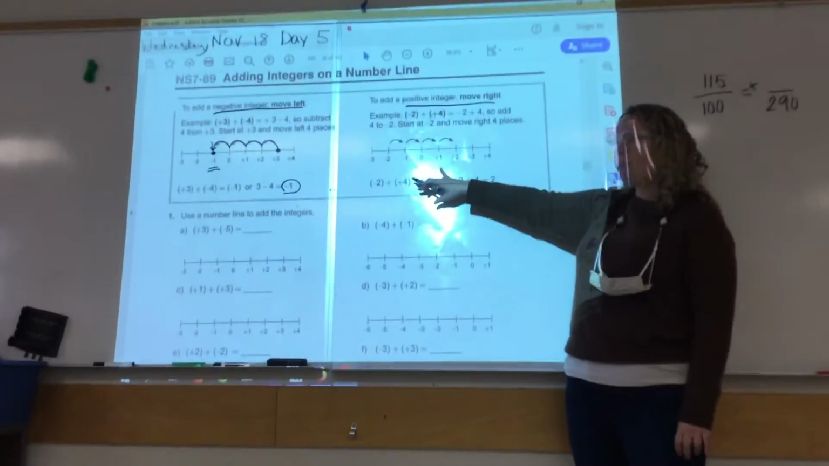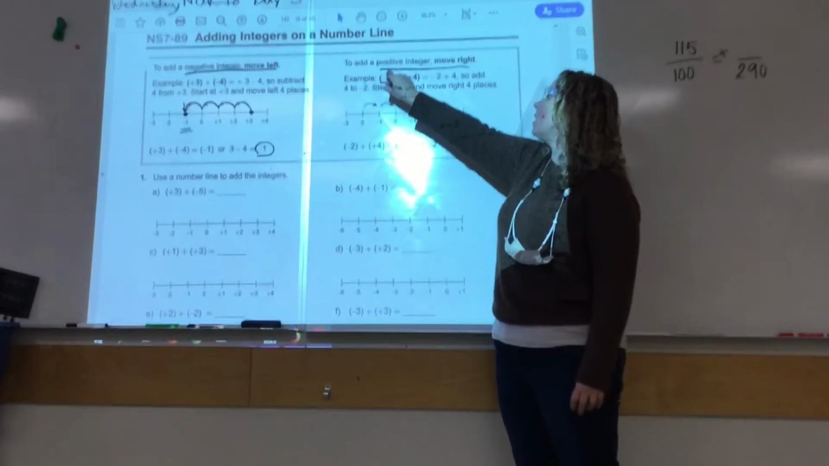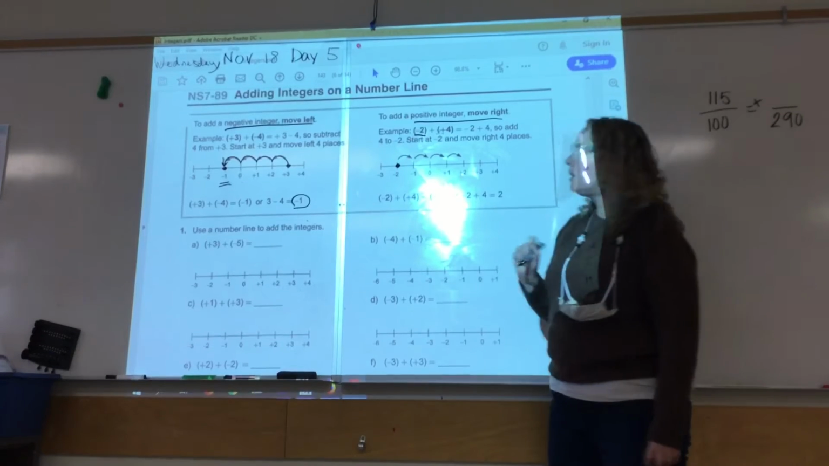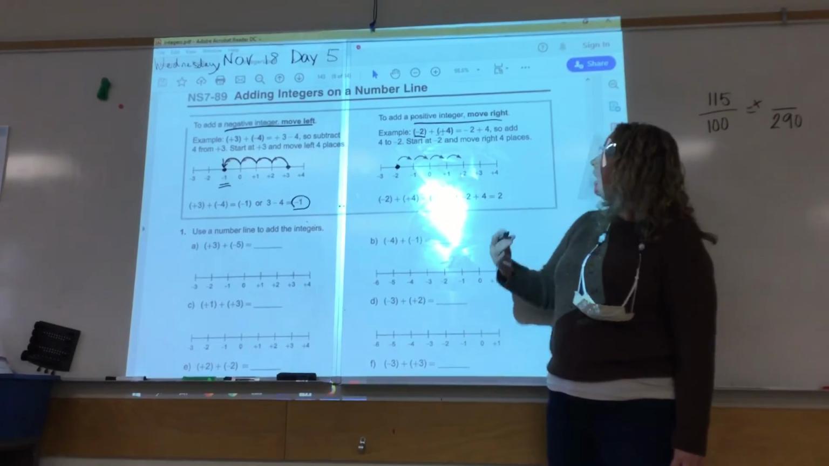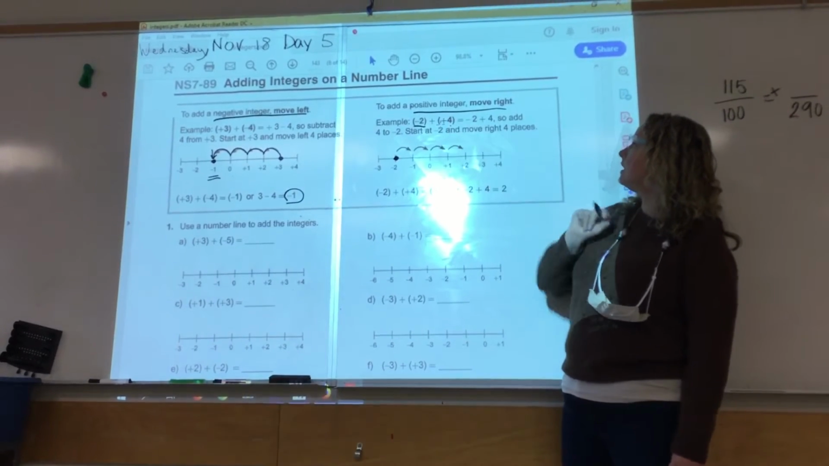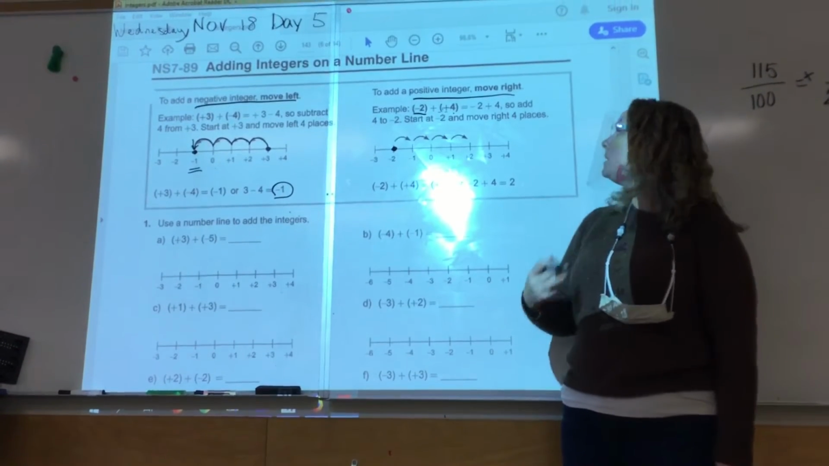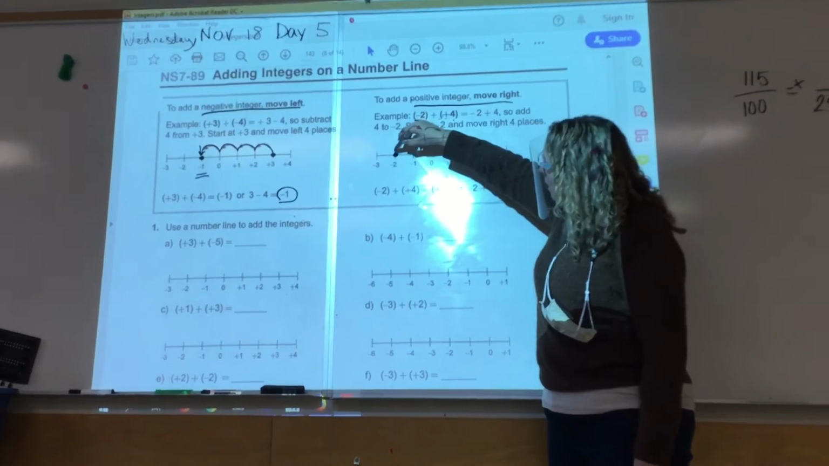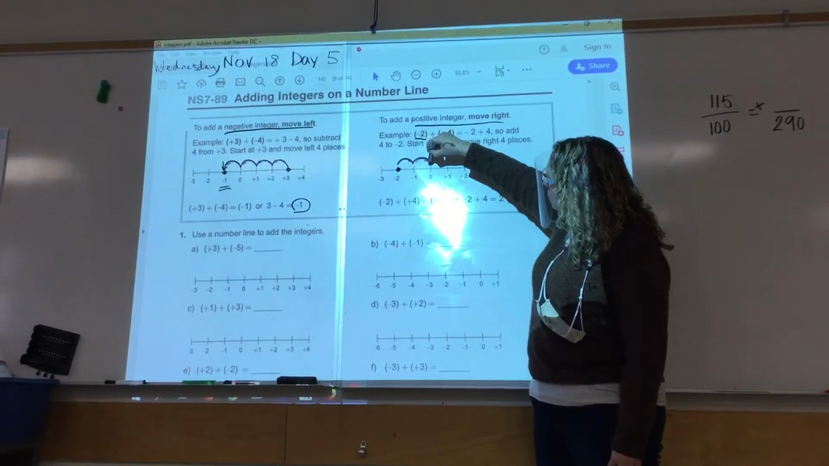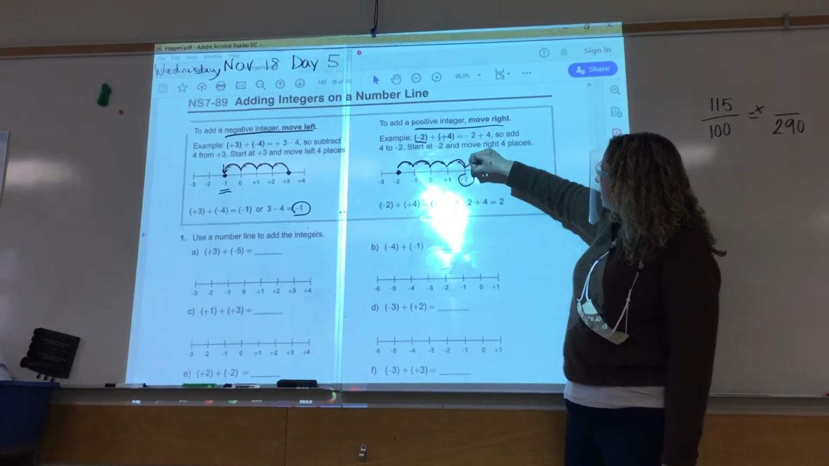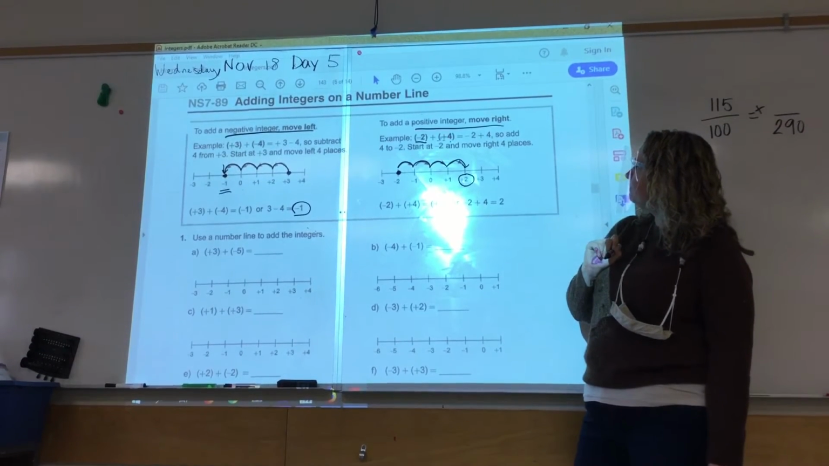So here we're adding a positive integer. So again, we're going to start at the first term. So that's negative 2. I'm going to put a dot there at negative 2 so I know where to start. And then I'm going to move 4 jumps because our second term is a 4, and it's a positive 4, which means I'm moving to the right. And I'm moving 4 jumps. 1, 2, 3, 4. And here's where I end up. So my answer is positive 2.